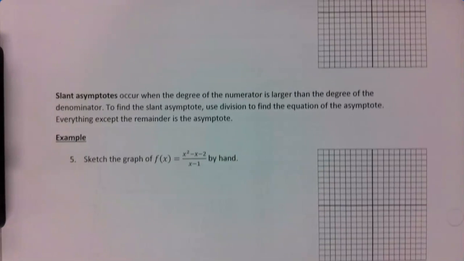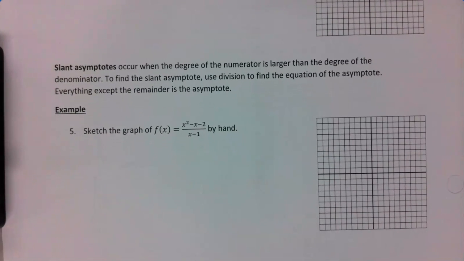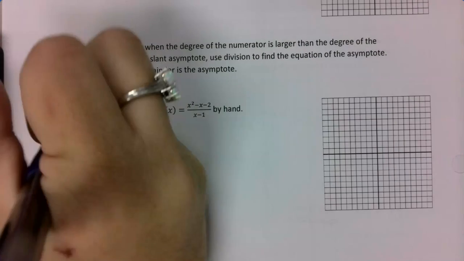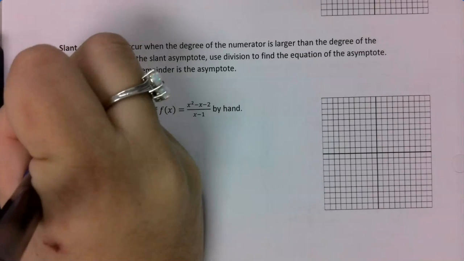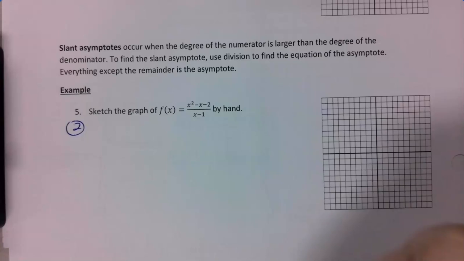Okay, so the last thing we're going to talk about, and this is going to be on your test, is slant asymptotes. This occurs when the degree on the numerator is higher than the denominator. So I do everything the same except for instead of finding a horizontal asymptote, I find a slant asymptote instead. So we'll do all the other same steps. So we'll plug in 0 for all my x's.